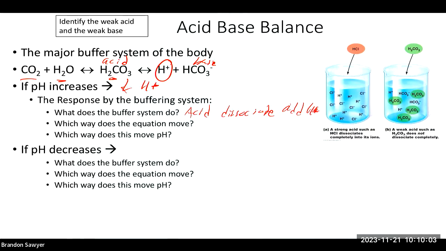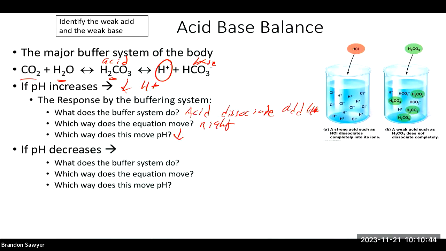So what does that look like as far as the equation goes? Does it move to the right or to the left? To the right. All that means is this one turns into these two. If we take H plus and remove it from H2CO3, then now we have one H, and it's negative instead of neutral. So we're just moving that equation to the right. Then pH is going to go which way, up or down? Up. Good. Questions on that?